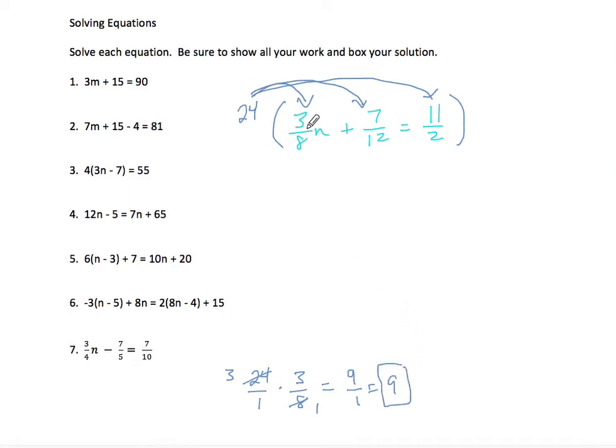Now the way we did it in class was, instead of drawing it out like this, I just said, hey look, 8 goes into 24 3 times. 3 times 3 is 9. So 3/8 n will become 9n. Now over here, I take this 12. 12 will go into 24 2 times. 2 times 7 is 14. So this becomes plus 14. And then we have our equal sign.